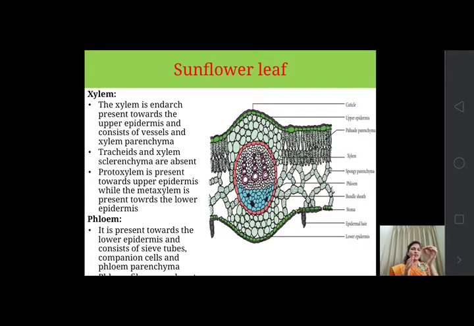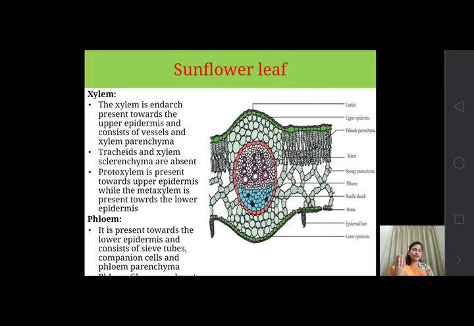It is present towards the upper epidermis, because the protoxylem faces towards the upper epidermis. Okay, and it consists of vessels and xylem parenchyma only. So two types of vessels you can see here clearly, metaxylem and protoxylem. Only the vessels and the xylem parenchyma are present in the xylem tissue. Other than these vessels, the remaining portion you can see in the xylem area is the parenchyma of the xylem. So only two types of cells are present in the xylem tissue.